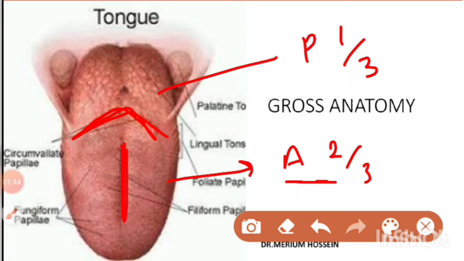So these are the palatine tonsils. This is the posterior 1/3 of the tongue, the pharyngeal part, and this is the anterior 2/3, which is the oral part. This is the pharyngeal part and this is the oral part.